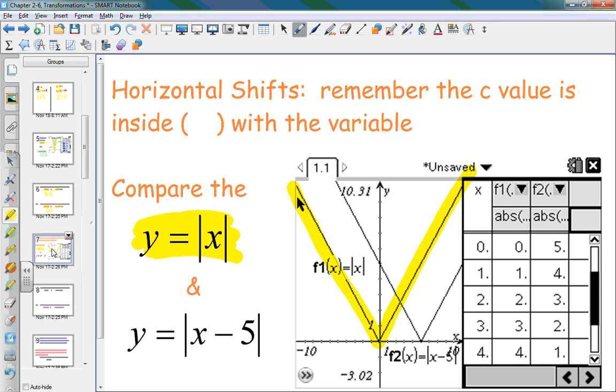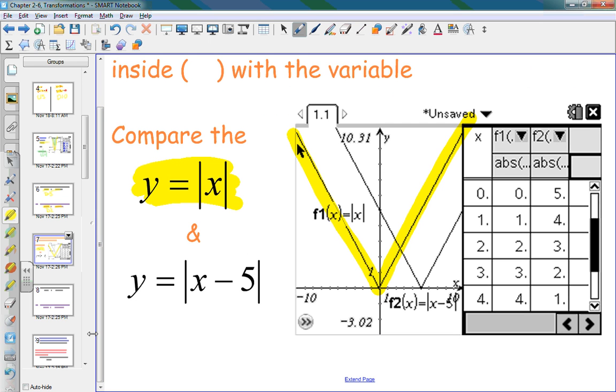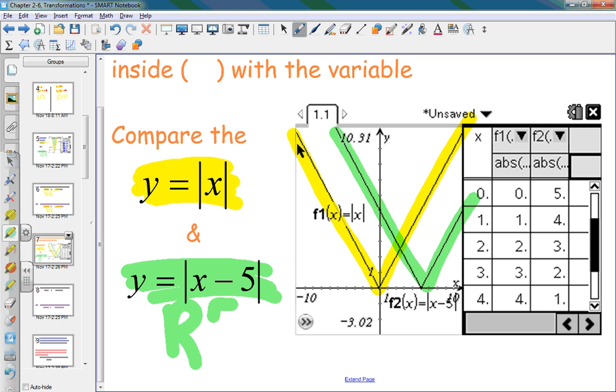Okay. Horizontal shifts. Remember to look at the values inside the parentheses, whenever you have a horizontal shift. If I have the absolute value of x here, and then this one right here is y equals the absolute value of x minus 5, what happens to this? Does it go left or right? It moves to the right. Why did it go to the right? Because you'd think minus goes to the left, but it's actually the opposite. So this went to the right 5 units.